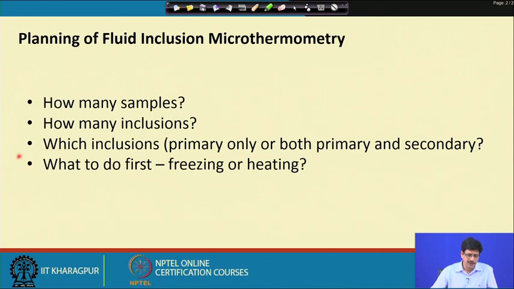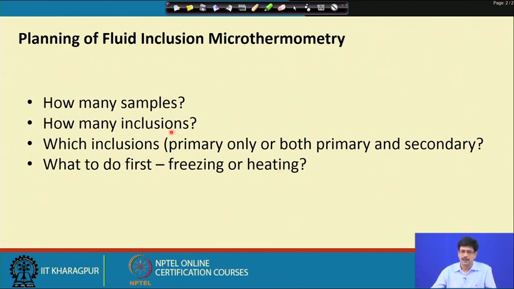Now, answering the question as to what to do first, it is always advisable to go for freezing of the inclusions first, because sometimes heating or overheating changes the inclusion characteristics or destroys the inclusions. This point will also be elaborately discussed in later classes when we take up the case studies.